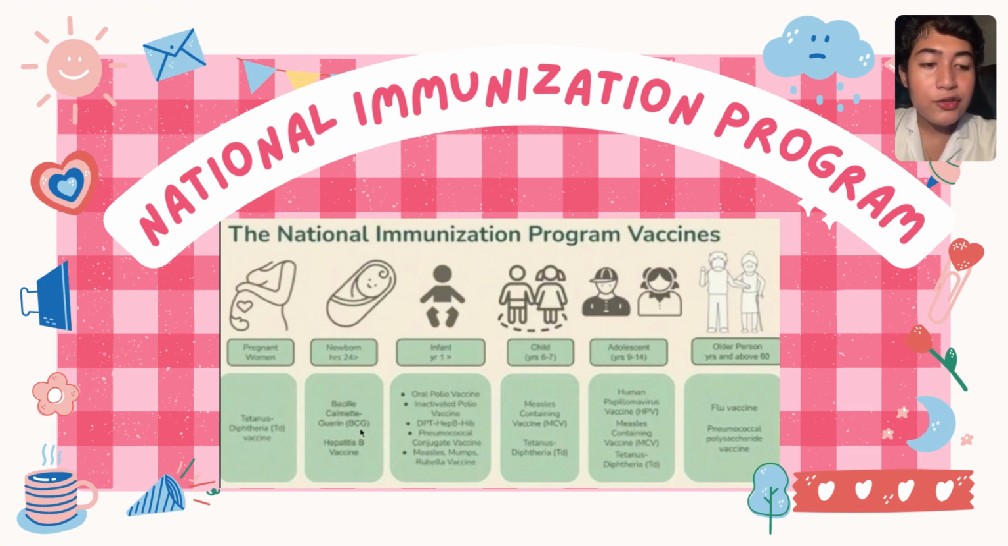For a child, measles-containing vaccine or MCV, and tetanus, diphtheria, or TT vaccines are offered. For an adolescent, human papillomavirus vaccine or HPV, measles-containing vaccine or MCV, and tetanus, diphtheria are offered. For an older person, flu vaccine and pneumococcal polysaccharide vaccine are offered.